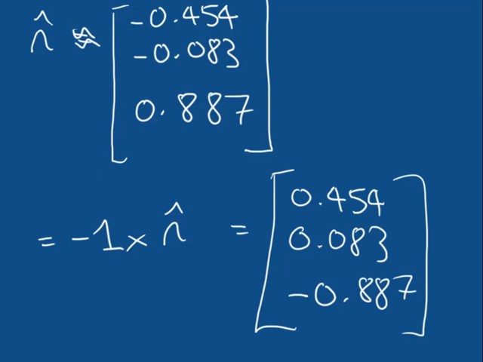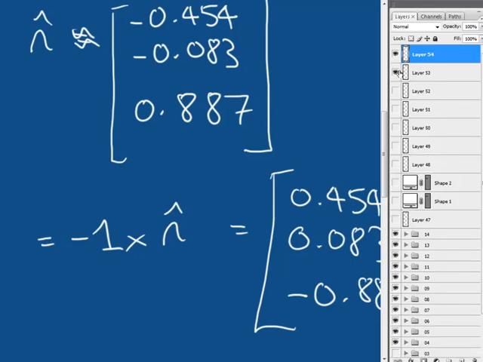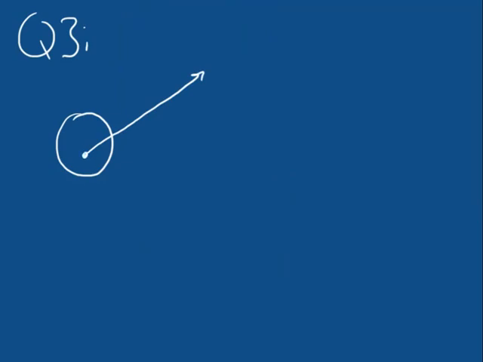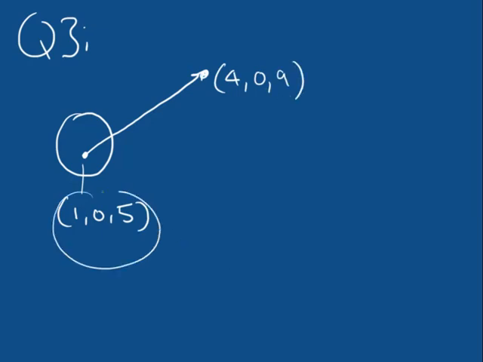Alright, so question 3, this is going to be the final question of this video. I will bring up a new whiteboard for it. Now this is going to be a little bit of a tricky question, certainly an interesting question. So in this question, we have a ball, and this ball is rolling in a straight line from the point 1, 0, 5 to the point 4, 0, 9.